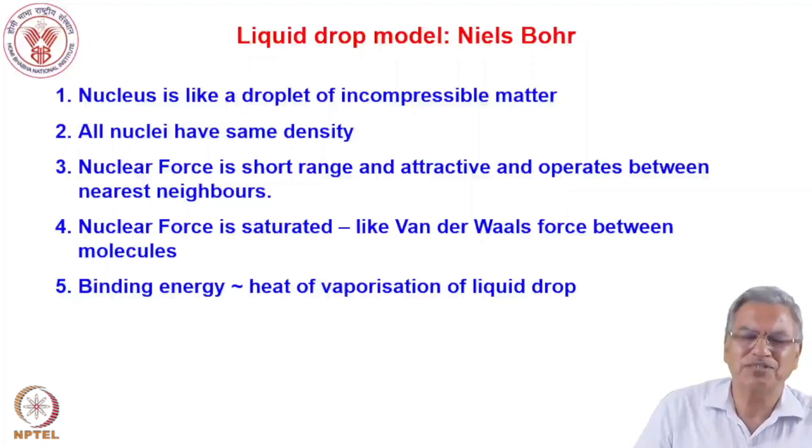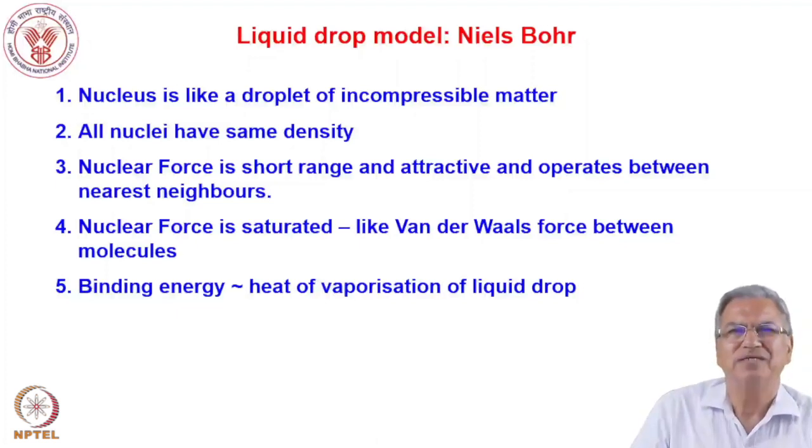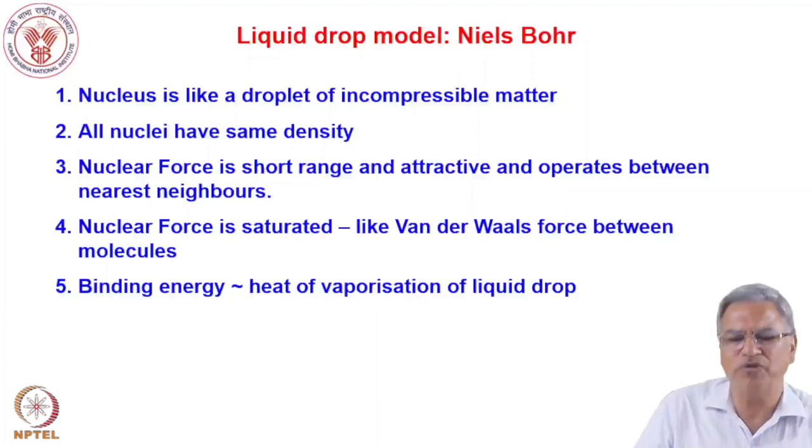We have discussed the different properties of nuclear matter, and we make use of those properties to build up this liquid drop. In the nuclear structure, we found that nuclear matter has a very high density. If you recall the previous lecture, we discussed that the density of nuclear matter is of the order of 10 to the power 14 grams per cc, or 10 to the power 38 nucleons per centimeter cube. So nuclear matter is highly incompressible. It is envisaged in the liquid drop model that the nucleus is like a drop of incompressible matter.